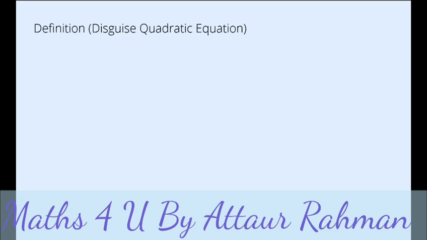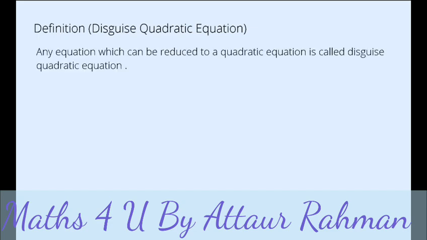Definition: a disguised quadratic equation is an equation which can be reduced to a quadratic equation. At first look, it will show that it is not a quadratic equation. It will pretend that it is not a quadratic equation. But after algebraic manipulation, it can be reduced to the standard form of a quadratic equation. So let us take an example to justify this definition.